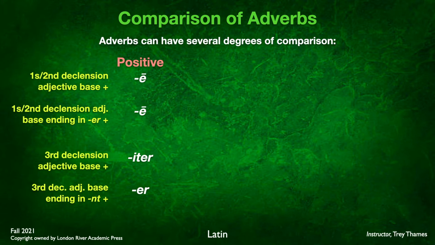Now, how about comparison? Well, we're going to add to the base IUS, regardless of whatever declension it is, IUS. And what's interesting is that if you remember, this is actually from our adjective comparative. This is the neuter comparative ending. We'll show you an example of that here in just a minute, but it's the exact same form.